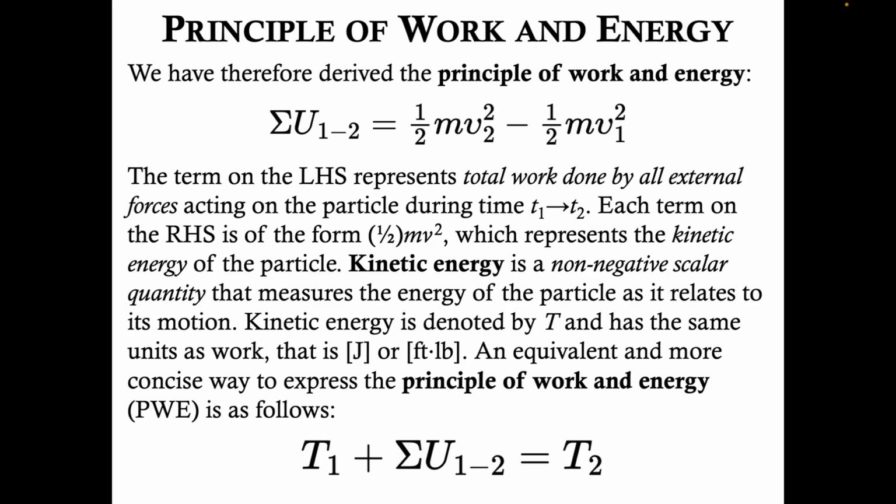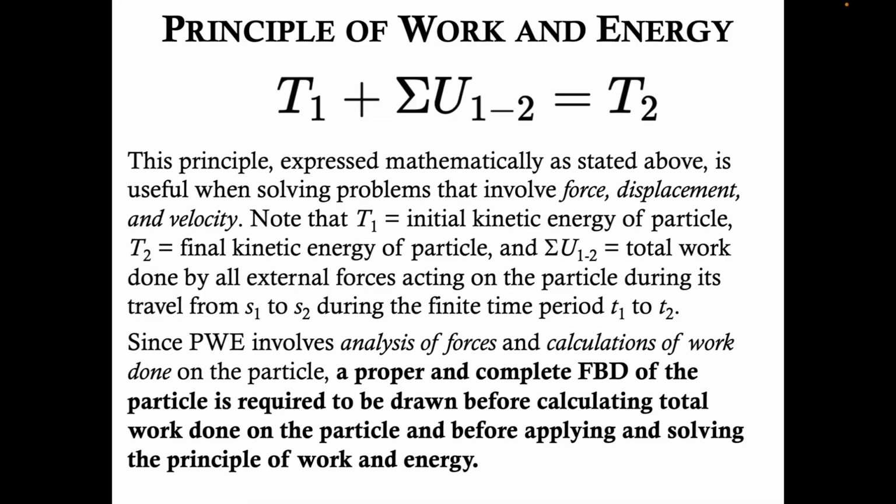An equivalent and more concise way to express the principle of work and energy, or PWE, is as follows, just by rearranging this formula and expressing the kinetic energy as T, where we have T1 plus summation U1,2 equals T2. Since the principle of work and energy involves analysis of forces and calculations of work done on the particle, a proper and complete free body diagram, FBD, of the particle is required to be drawn before calculating total work done on the particle and before applying and solving the principle of work and energy.